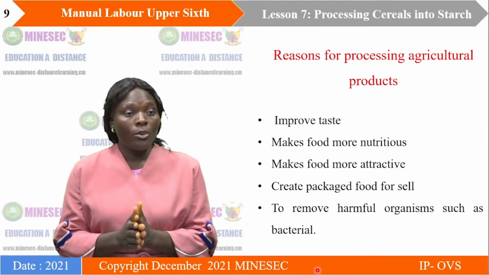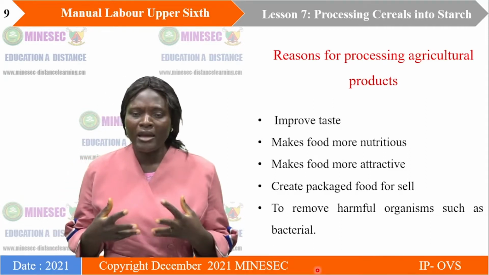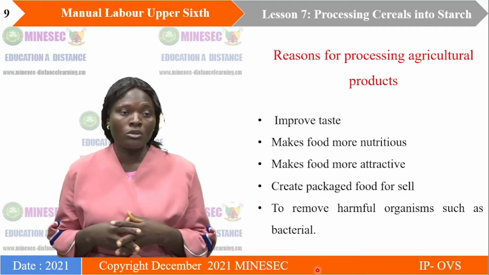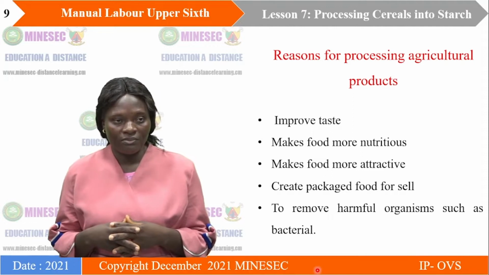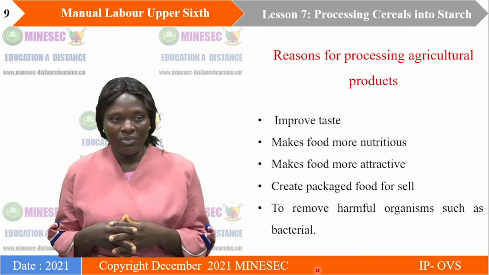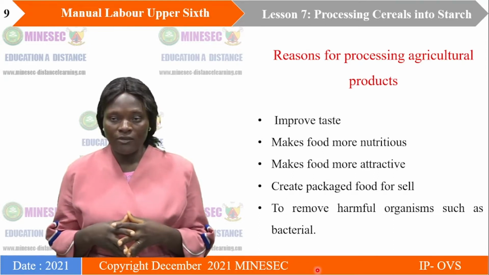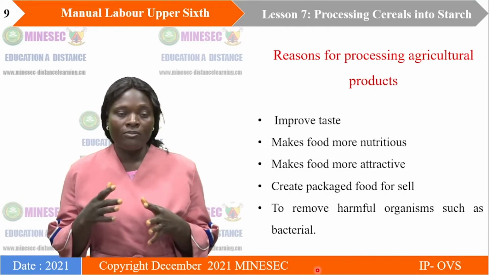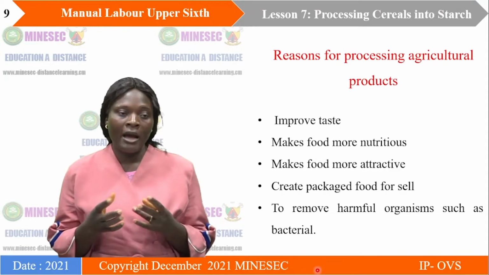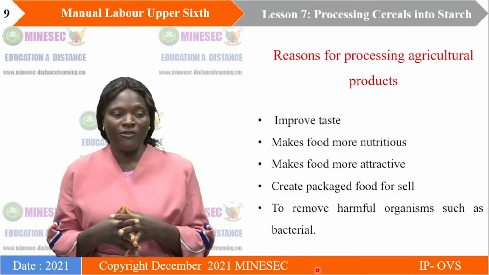Okay, we continue by looking at the reasons for processing agricultural products. Why do we process agricultural products? We process agricultural products to improve on the taste, to make food more nutritious. We also process agricultural products to make food more attractive. When you process the product into other byproducts, you discover they are more attractive. Unlike when you just remove from the farm.